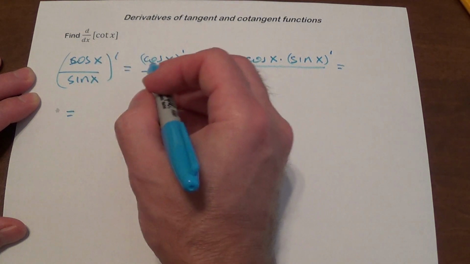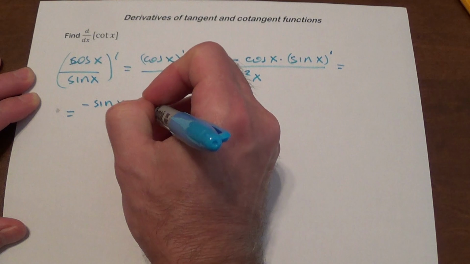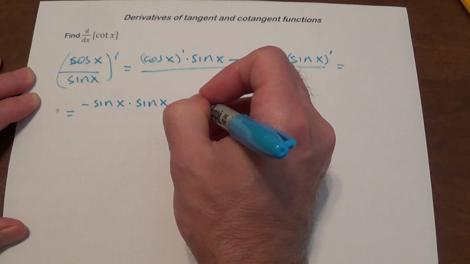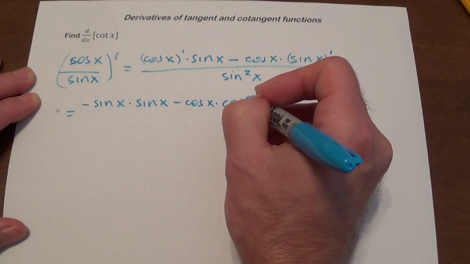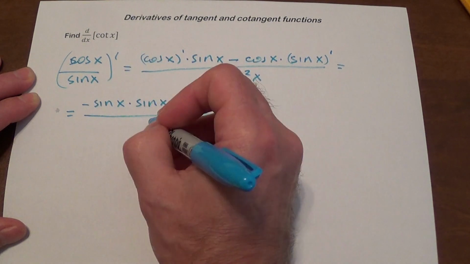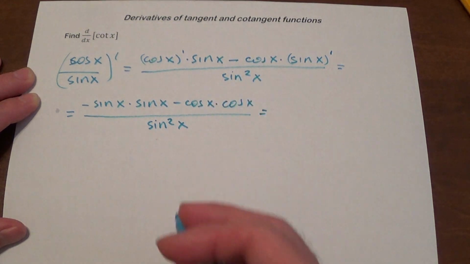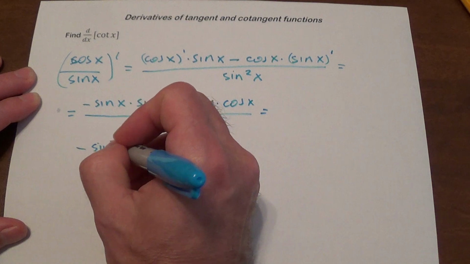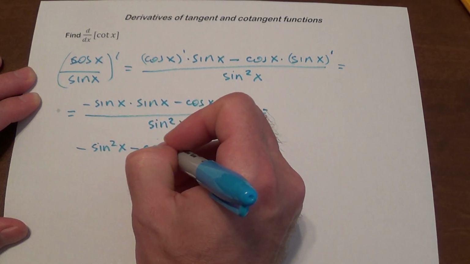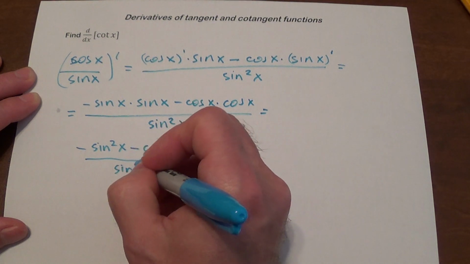So that's going to give us derivative of cosine is negative sine, so negative sine x times sine x minus cosine x times derivative of sine x, which is cosine x, all over sine squared x. So the numerator is going to give us negative sine squared x minus cosine squared x, divided by sine squared x.